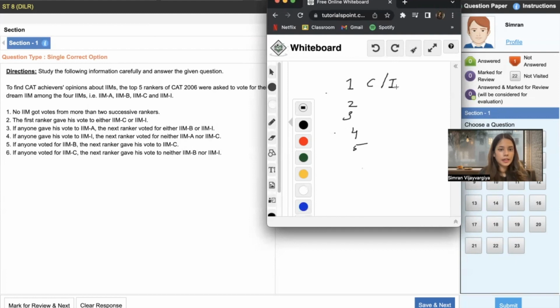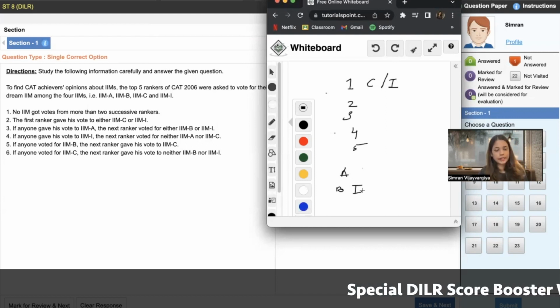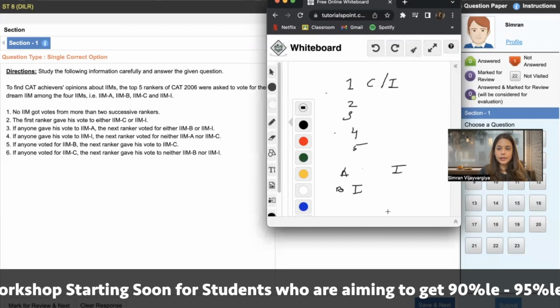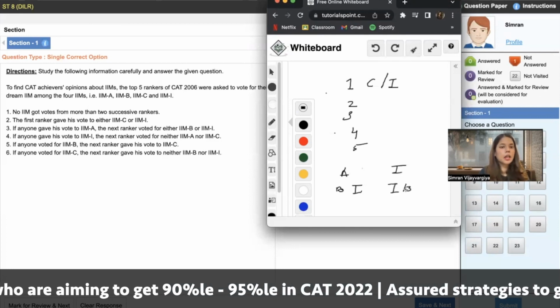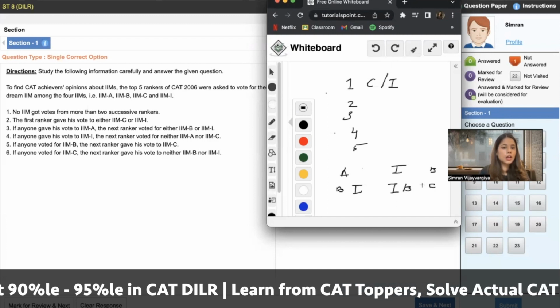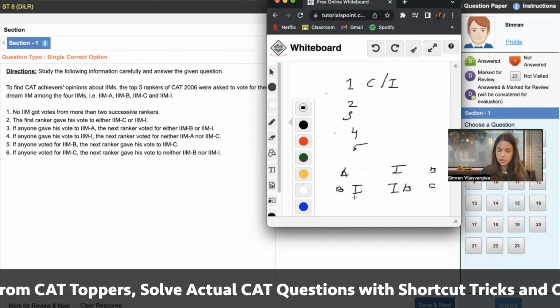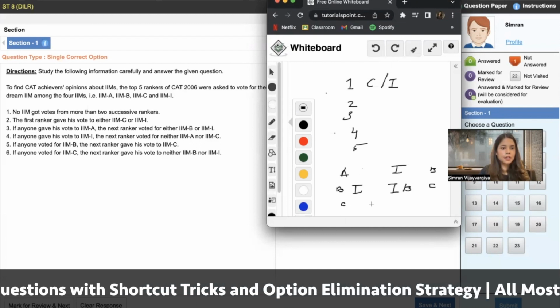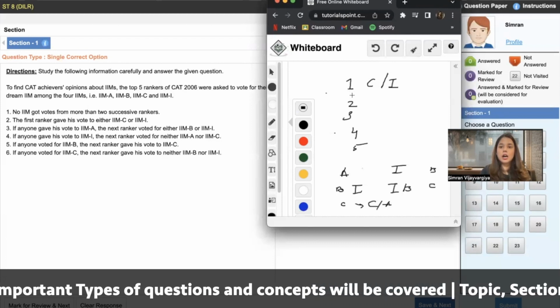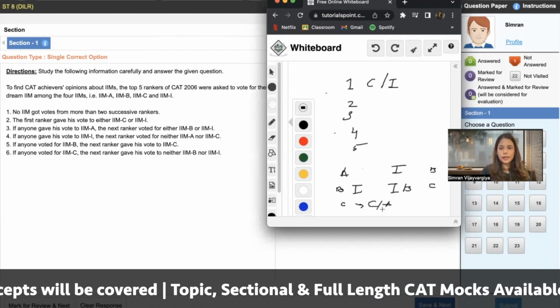If anyone gave his vote to A, the next ranker voted for either B or I. If anyone gave his vote to I, the next ranker voted for neither A nor C, so they voted again for I or B. If somebody voted for B, the next ranker voted for C. And if somebody voted for C, the next ranker gave it to C or A, because they did not give it to B or I. So the first one gave it to C, and after C we have either C or A.